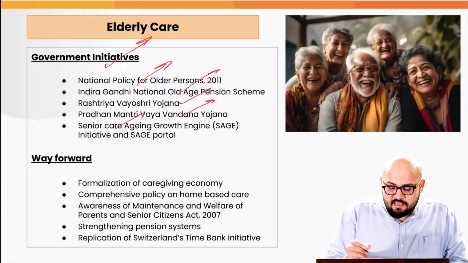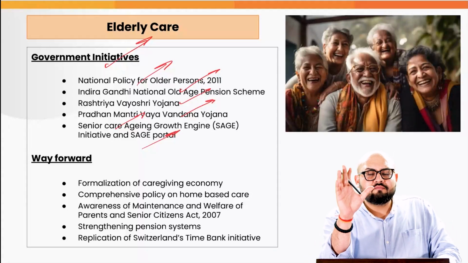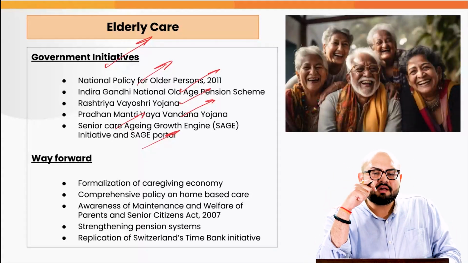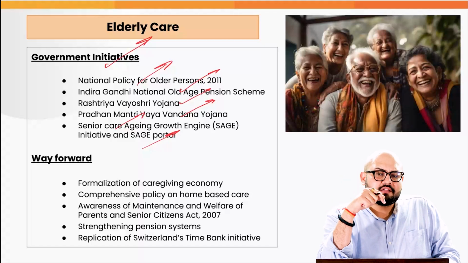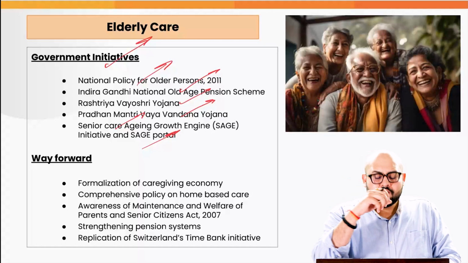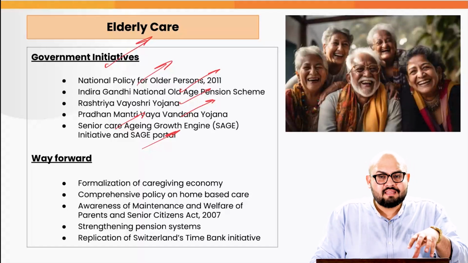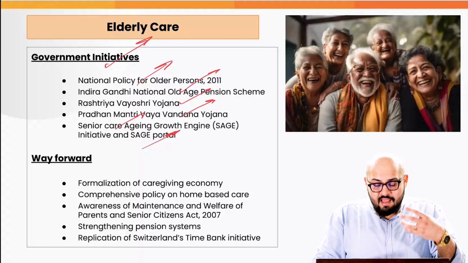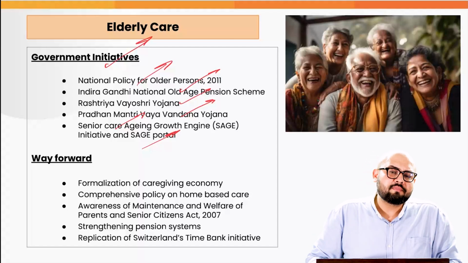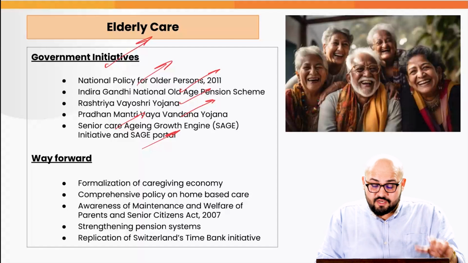Next is Senior Care Aging Growth Engine and the SAGE Portal. See, please understand that we have a lot of startups which are working on making products, goods and services for these older people, right? So we have this particular scheme which tries to handhold these startups, right? So that they can come up with more affordable products, and then that can be used by different senior citizens. Now, that is where we have this concept of silver economy. So do read about it.